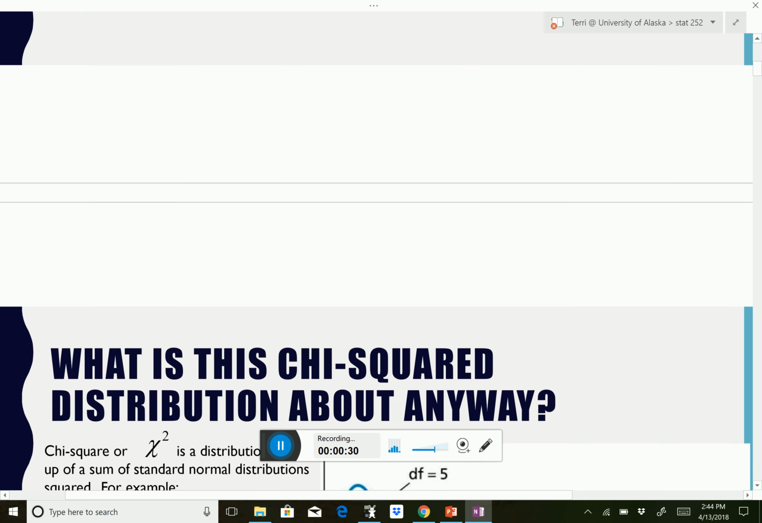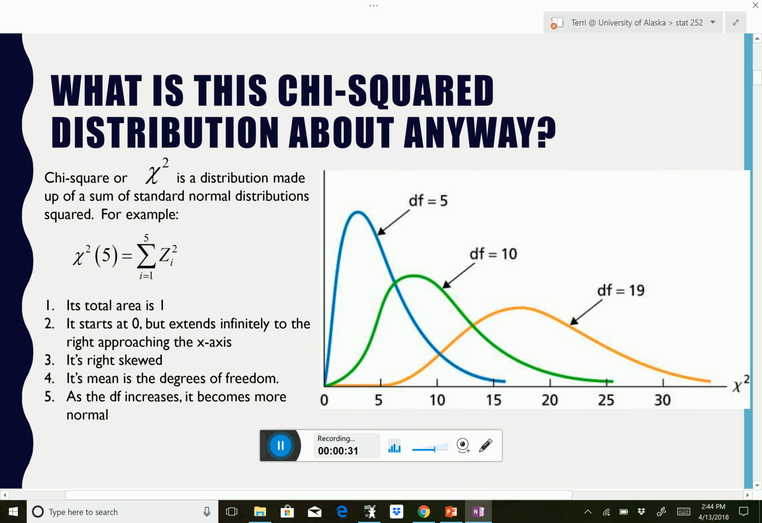So basically, what we're going to be doing now is inferences about frequencies, frequencies of categorical and qualitative data.